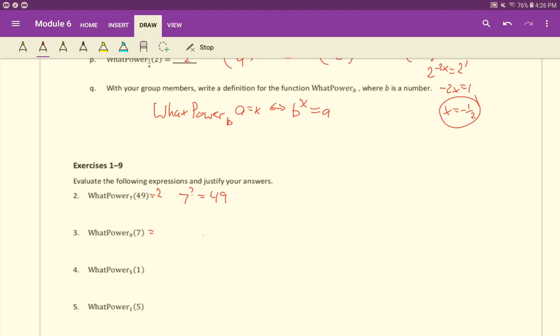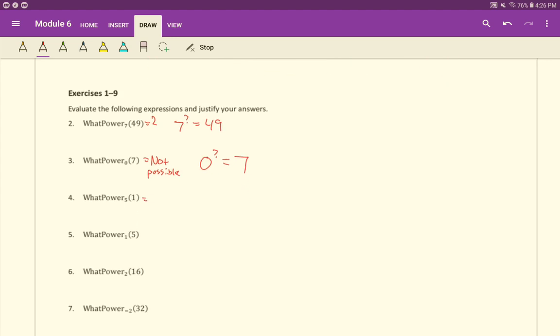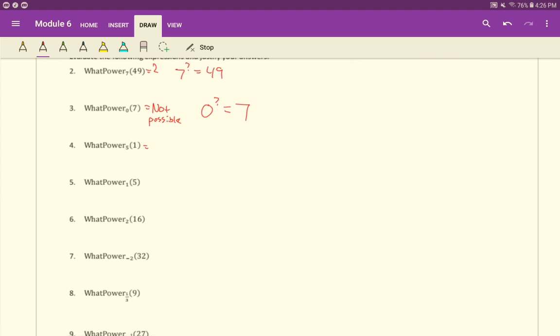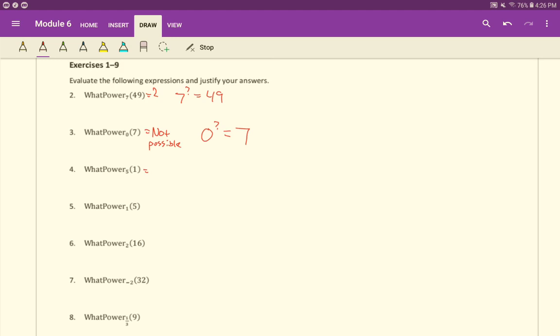All right, for the next one, 0 to what power gives us 7? Well, the answer is there is no answer. It's not possible, right? All right, and so let's keep going here. Why don't you go ahead and try 4 and 5 and 6 and see what you can come up with for those answers. Pause the video and give those a try.